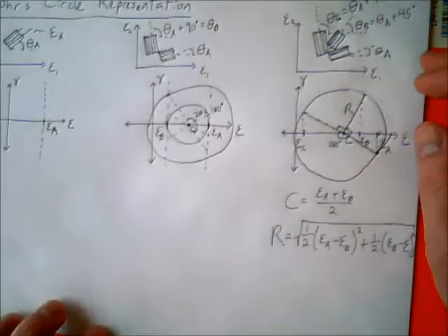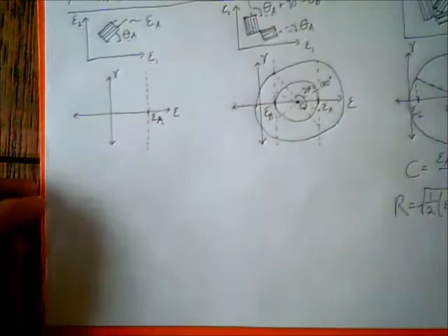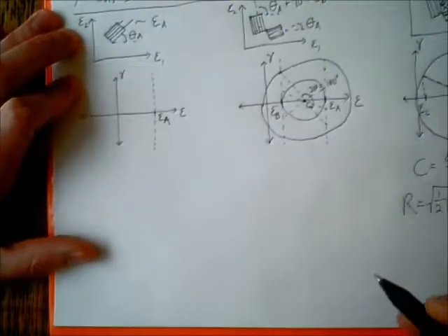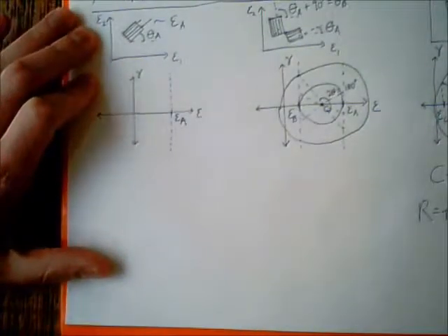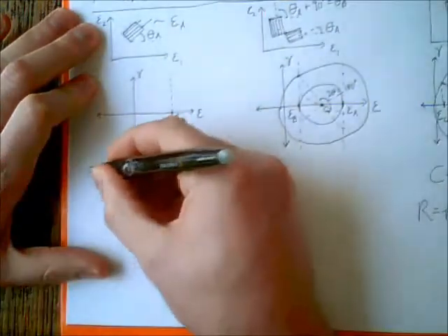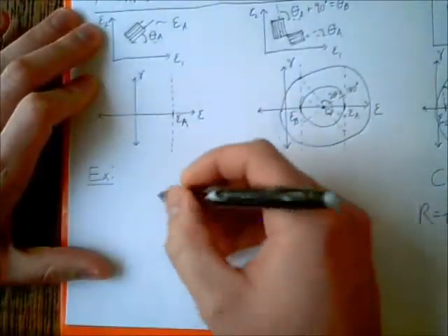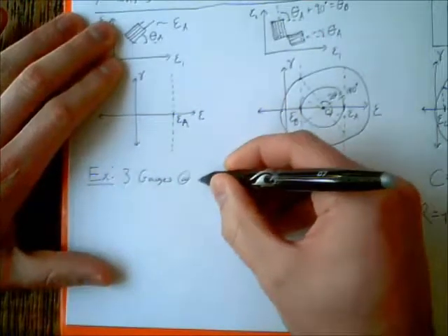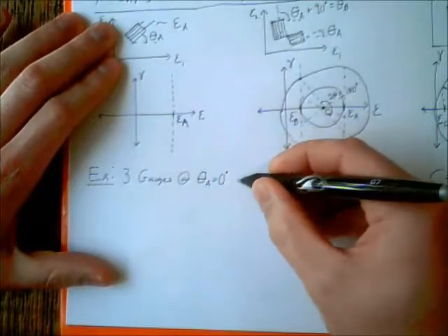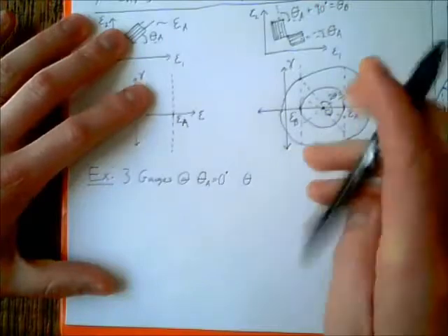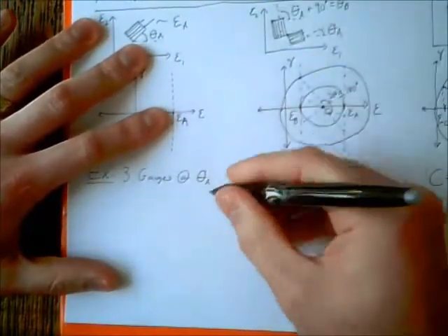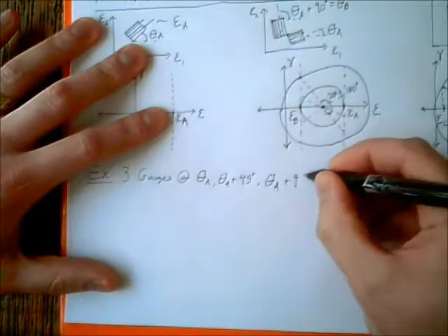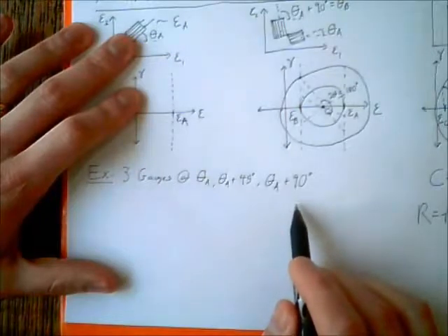To write out these transforms a little bit more formally, we can look instead at an example of this in terms of our plane strains, or in terms of our principal strains, sorry. So, an example using 3 gauges at theta A is 0 degrees, theta A plus 45 degrees and theta A plus 90 degrees. So it's some 0, 45, and 90 configuration for strain gauges.